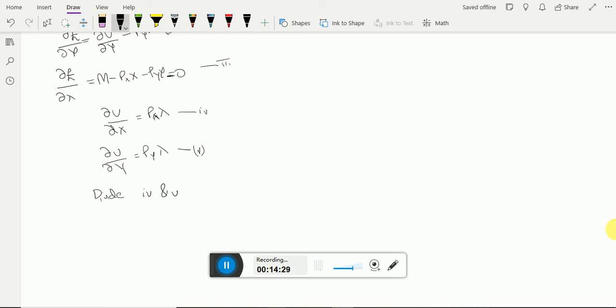When we divide the fourth equation by the fifth equation, what do we get? Derivative of u with respect to x over derivative of u with respect to y equals px lambda upon py lambda. Lambda gets cancelled, and we are left with derivative of u with respect to x upon derivative of u with respect to y, equals px over py.